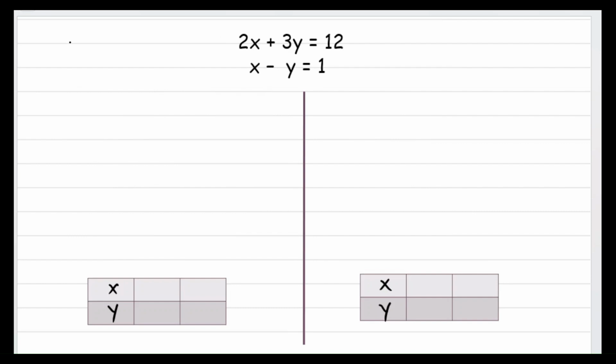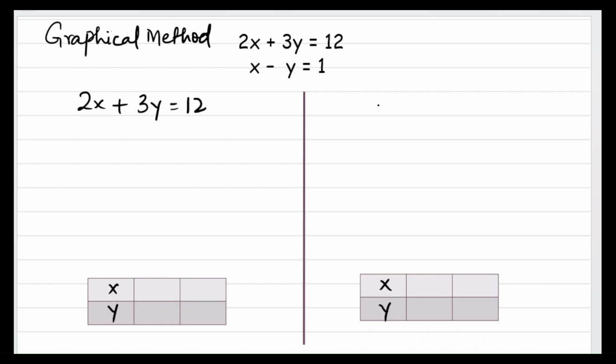Lastly, let's do it by graphical method. In the graphical method, we draw the graphs of both these lines and we see at what point the lines are intersecting. Now, my first equation is 2x plus 3y equals 12 and my second equation is x minus y is equal to 1.